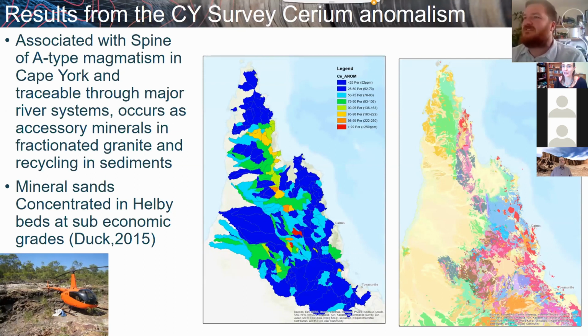beds. So these Helby beds were investigated after this initial reporting and by a report by the department, and they suggested that the grades were anomalous but sub-economic in the northern part of Cape York, but there's still potential for mineralisation associated with the magmatic rocks in the southern part, particularly the Lynd, Alice River and Mitchell River catchments, whereas the Wenlock and Lockhart rivers seem to be sourcing heavy minerals from the Helby beds.